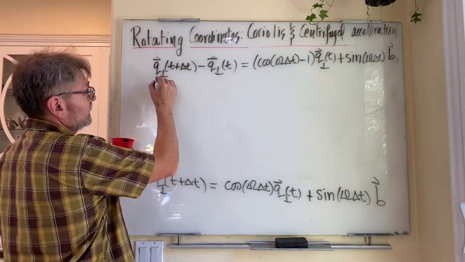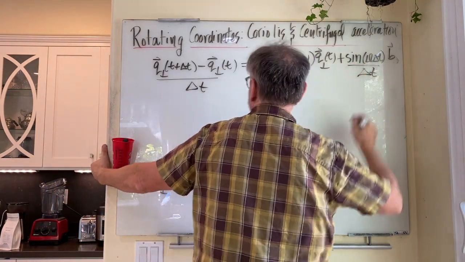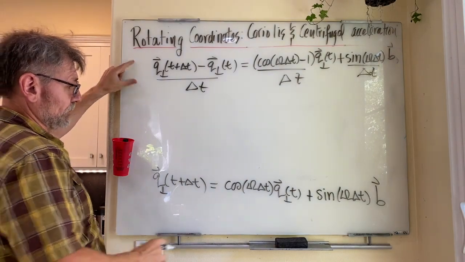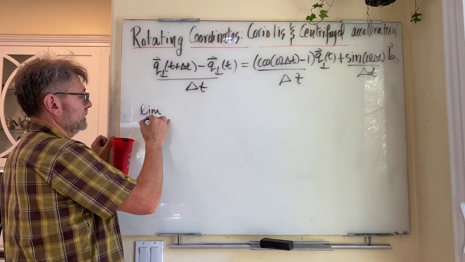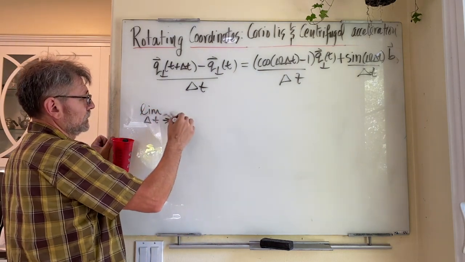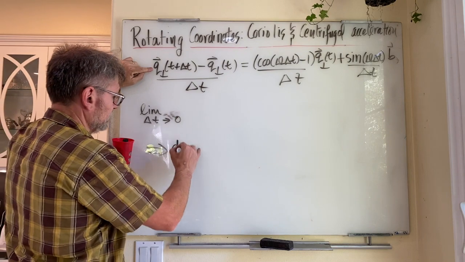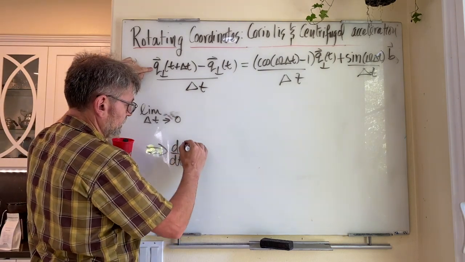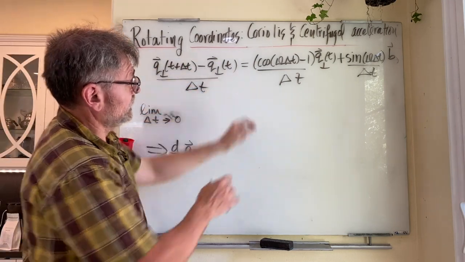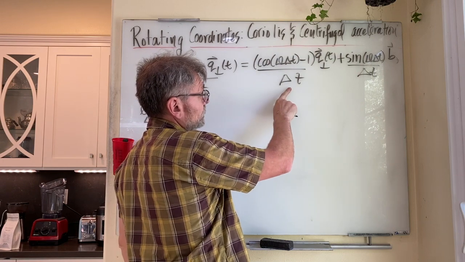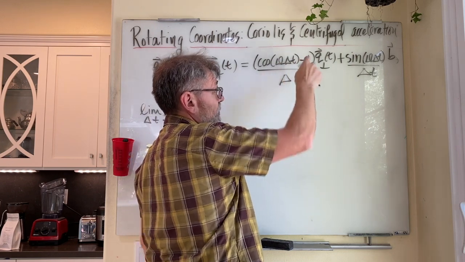And then again, remember I'm going to divide by delta t, and then I want to take the limit as delta t goes to 0. If I take the limit as delta t goes to 0, on this side I'll just get the time derivative of q perp, d by dt of q perp, right? That's the definition of the derivative. And on this side, as delta t goes to 0, the denominator will go to 0. The numerator, the cosine will go to 1, so 1 minus 1 is 0, so I'll get 0 over 0.